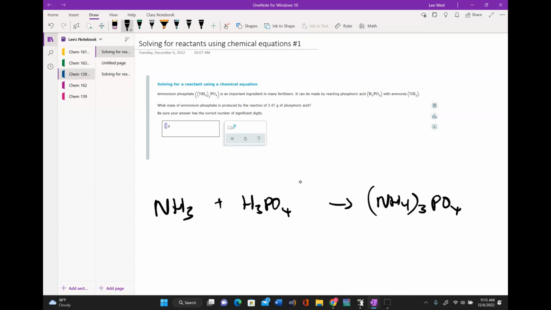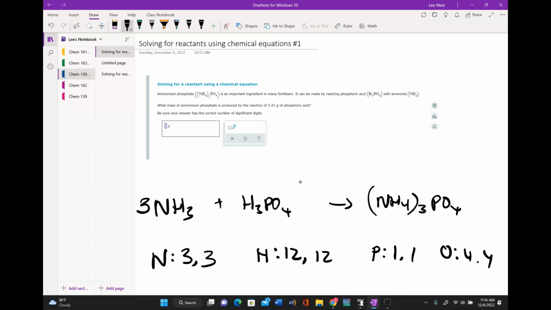So we've got to get this to balance, and looking at this I can see immediately that I need 3 nitrogens there, and that looks pretty good. I can go through and manually balance this, so I have 3 nitrogens on the left, I have 3 on the right. Hydrogens, I've got 3 times 3, that's 9, plus another 3, that's 12 on the left, and then 3 times 4, that's 12 on the right. And then phosphorus, sorry, 1 on the left, 1 on the right. And then finally oxygens, we've got 4 on the left and 4 on the right.